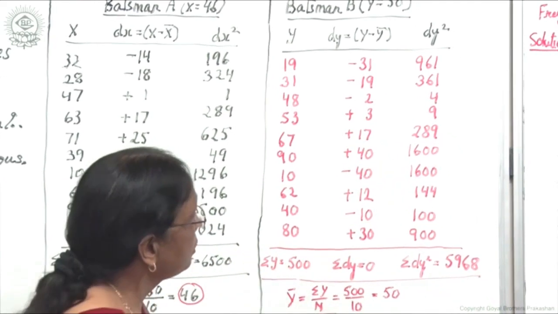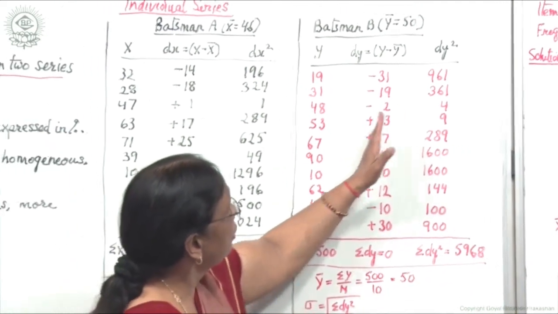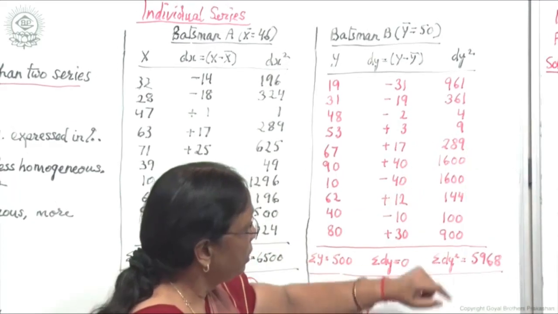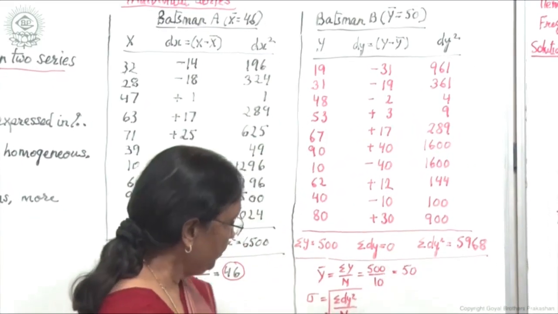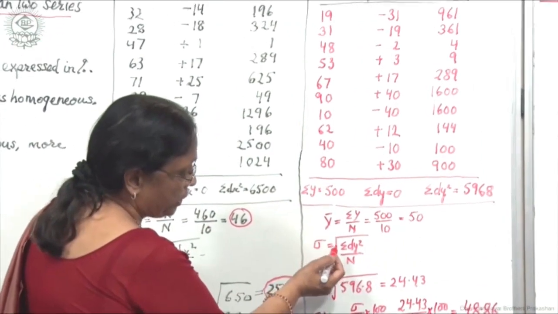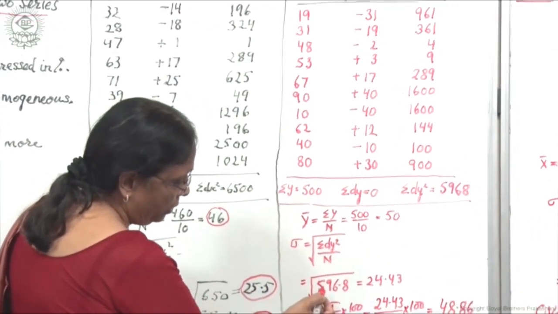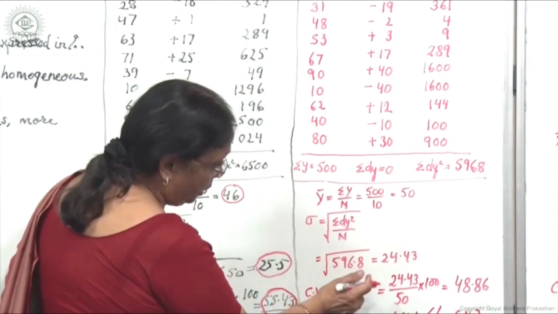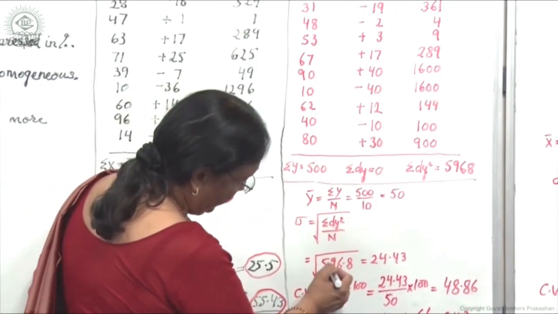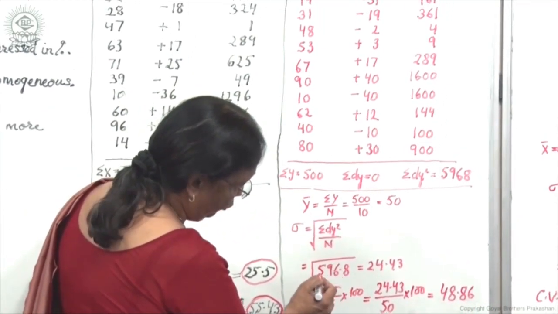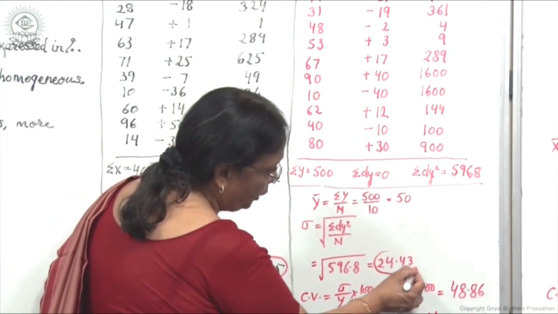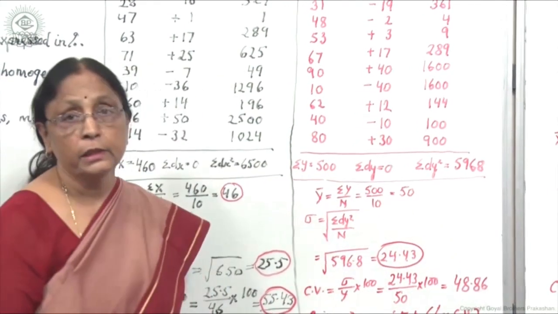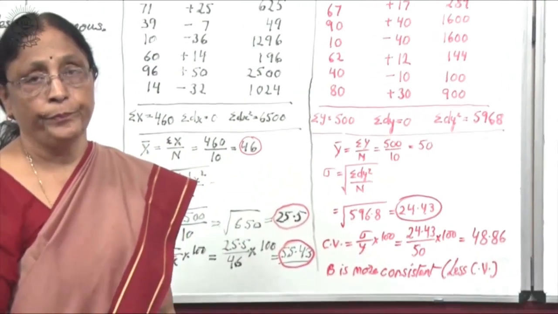31 into 31 is 961, 19 into 19 is 361, like this. Make a square of this dy column, this will be dy square. Add up this data, the total is 5968. So standard deviation is the square root of sigma dy square upon n, that is 5968 upon 10 is equal to 596.8, which gives 24.43. This is the standard deviation.